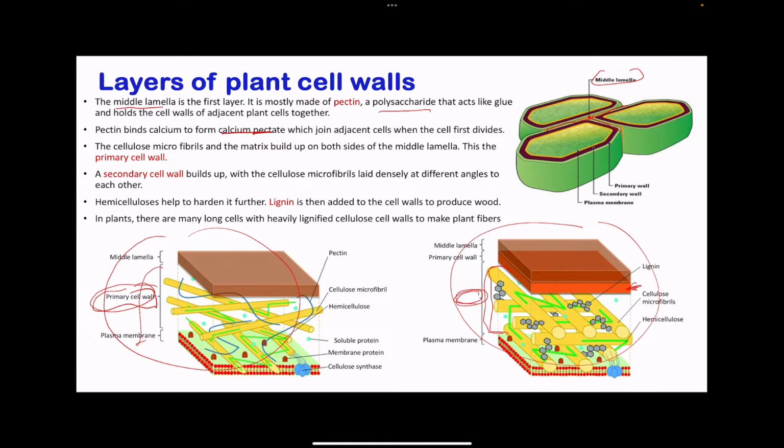The secondary cell wall builds up with cellulose microfibrils, which are densely packed at different angles to each other. The cellulose microfibrils are going to be laid up in layers. However, those in each layer are going to be at different angles or right angles to the ones in the different layer. There is going to be hemicelluloses that harden it, and then lignin is added to the cell walls of woody plants. There is no lignification that occurs in the primary cell walls. As you can see, lignin is only found in the secondary cell wall. In the primary cell wall, we have only hemicellulose.